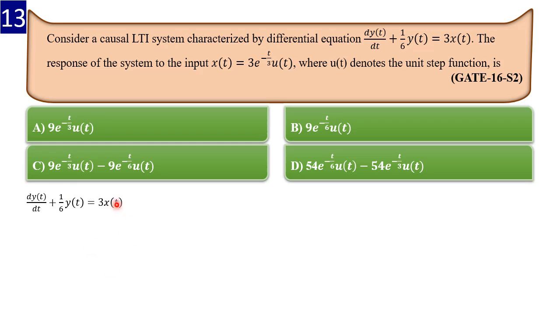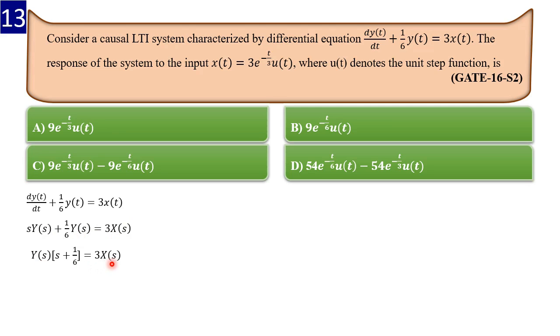Now we have to find the transfer function first. For the transfer function, as we know, initial conditions are 0, so just take the Laplace of this. This will be given as s into Y(s) plus Y(s), and x(t) will be X(s). So for the transfer function, it is output upon input.